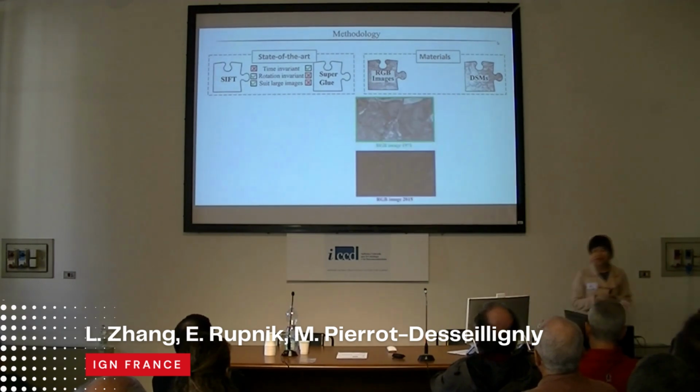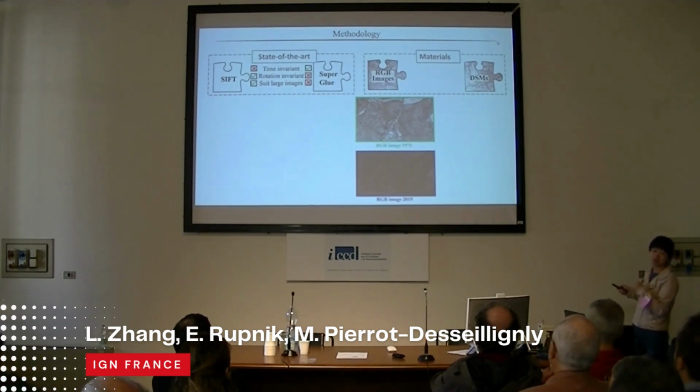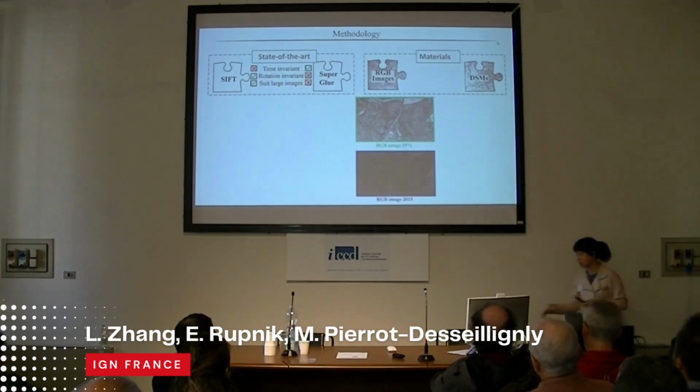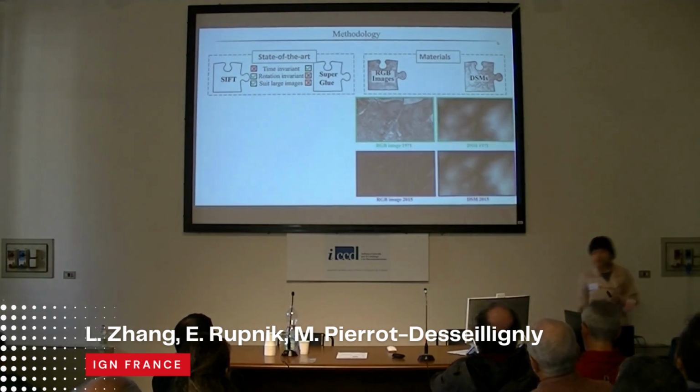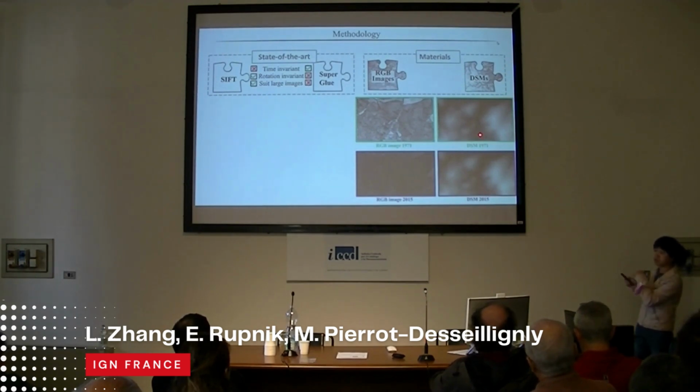Here I displayed two RGB images over the same area taken at different times. As we can see, they look very different as the scene changed a lot. And here on the right, I displayed the corresponding DSMs. As we can see, they look very similar because the landform doesn't change.